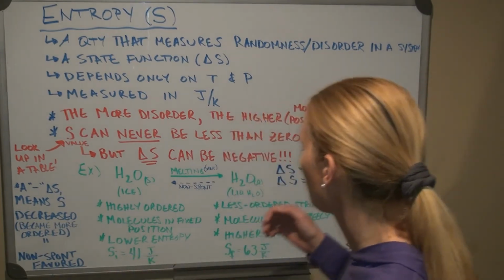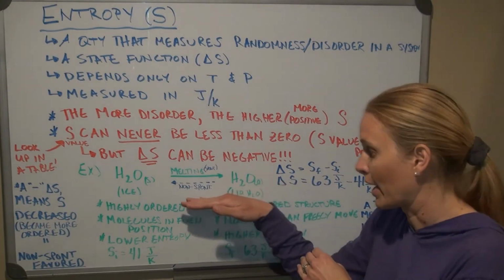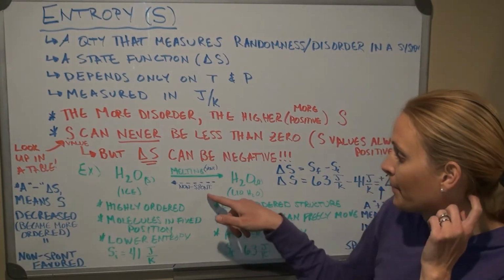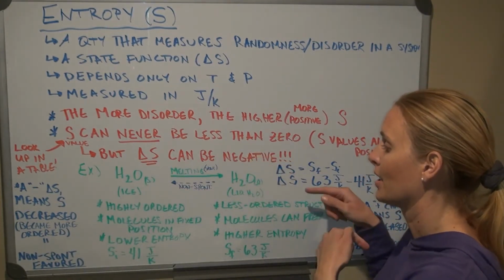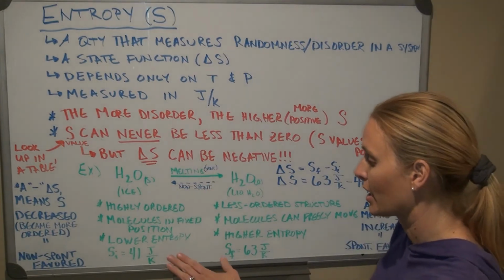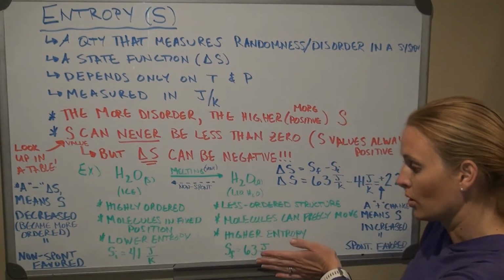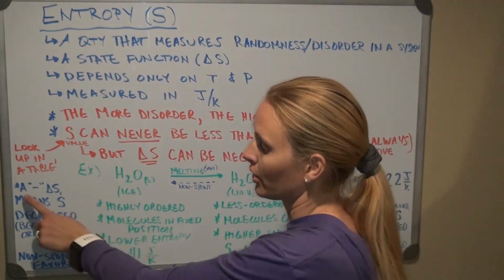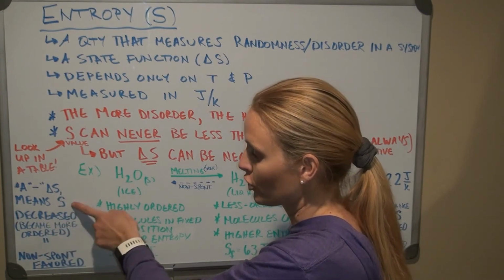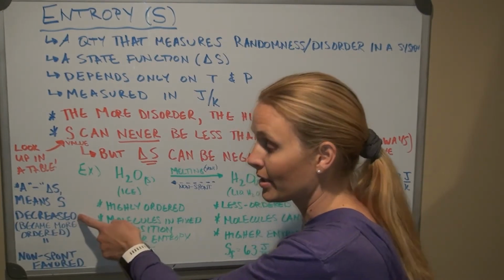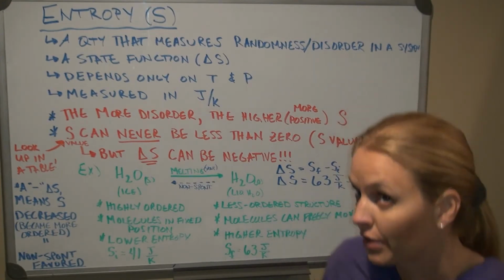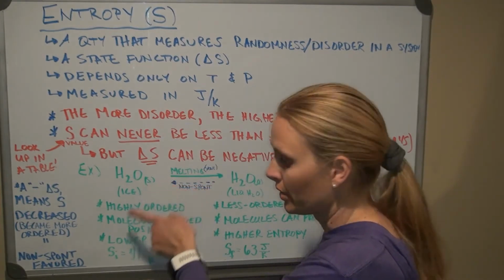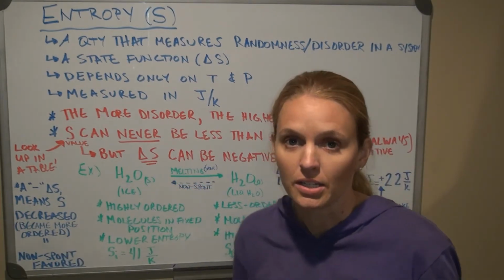Likewise, if I were to go in the reverse direction, I would be taking liquid water and freezing it. If this direction is spontaneous, this direction will be non-spontaneous, because now I would have final minus initial, a smaller number minus a larger number, which gives me a negative entropy change. A negative entropy change means that the entropy has decreased, and that's against the second law of thermodynamics, because everything wants to increase entropy. Because they became more ordered, non-spontaneity is favored.